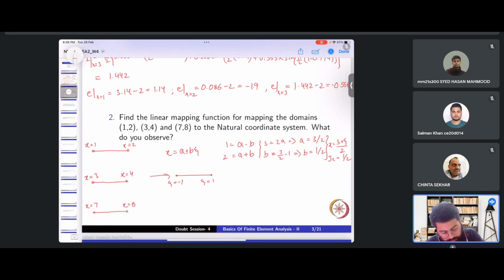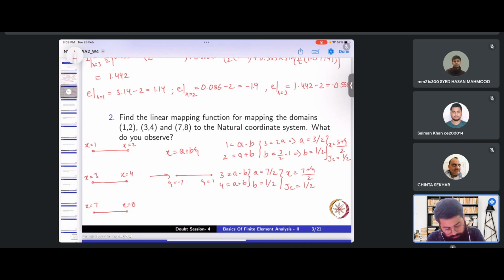Again for the second case, for x equals 3 we have zeta equals minus 1. For x equals 4 we have zeta equals plus 1. We get a equals 7 by 2 and b equals 7 by 2 minus 3, that is half. So again, substituting the values, we get x equals 7 plus zeta by 2. We take the Jacobian, we get half.